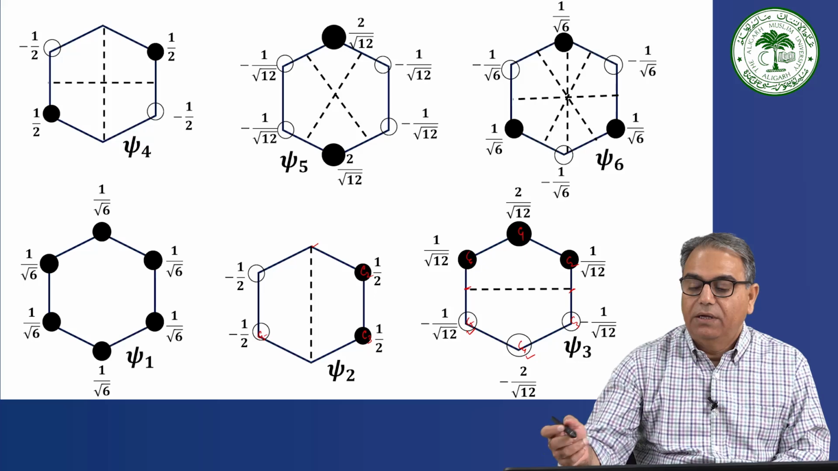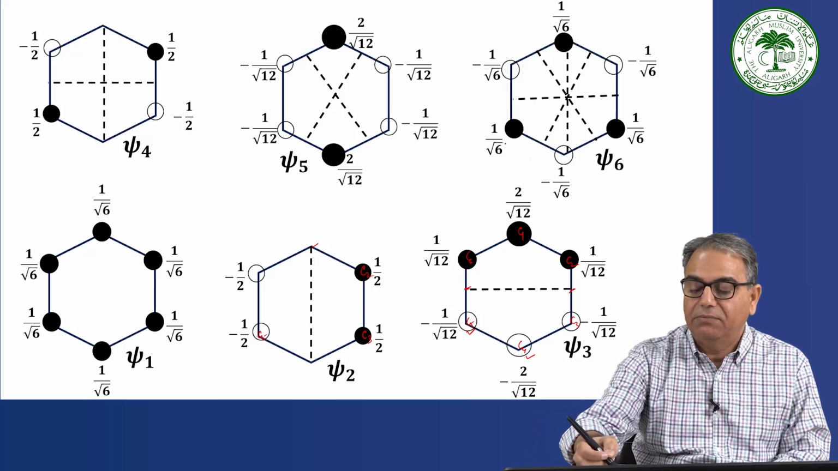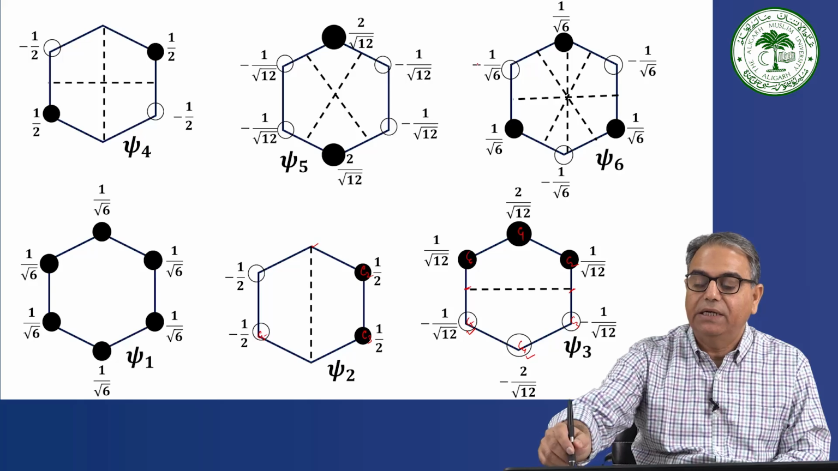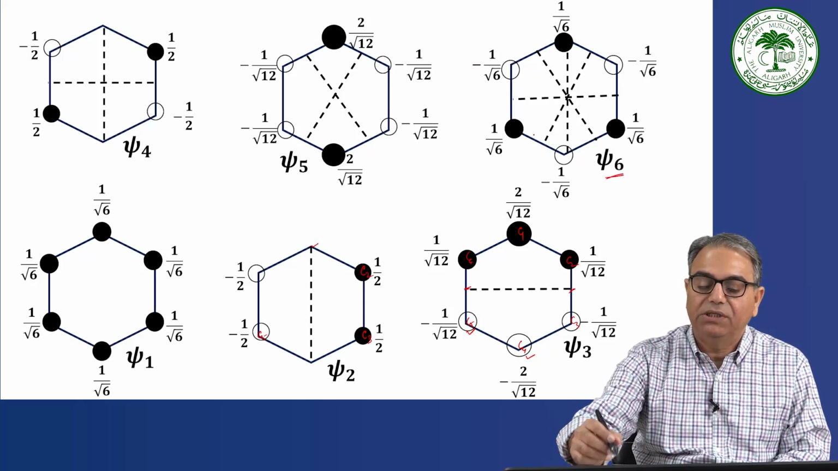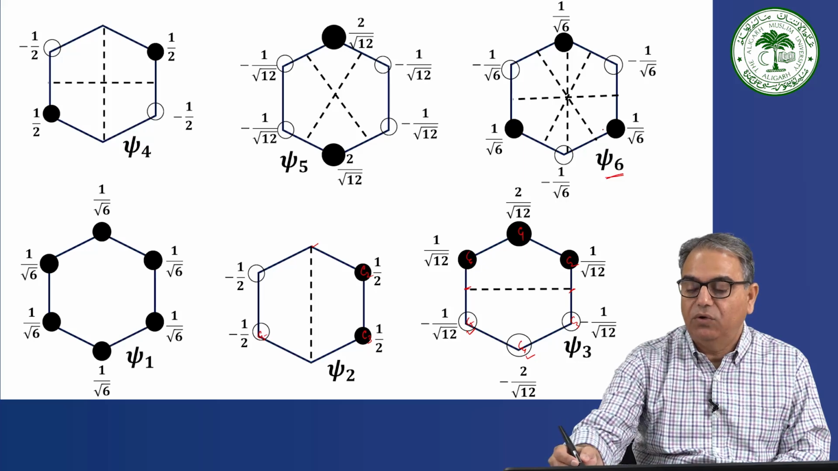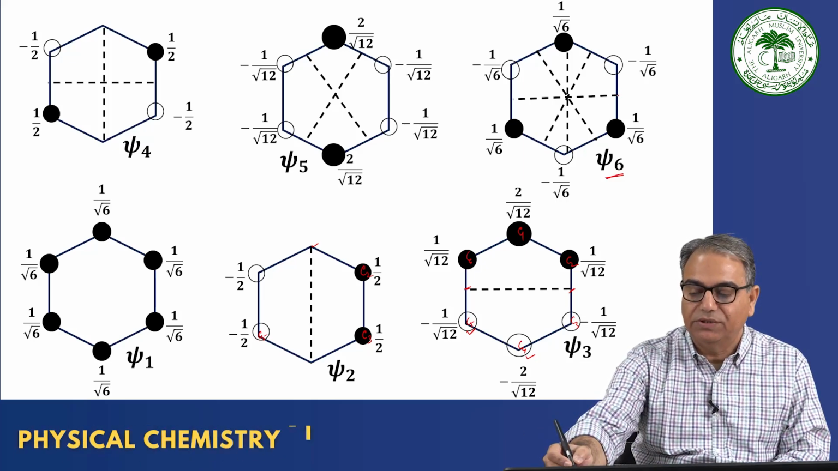Now here you look. You have a positive sign here, a negative sign here, a positive sign here, a negative sign here, a positive sign here, a negative sign. Alternately, everywhere in the last psi 6, you have positive, negative, positive, negative. So everywhere you have a node on each of these arms of the benzene ring, each of the pi sigma bond which you say. Okay.